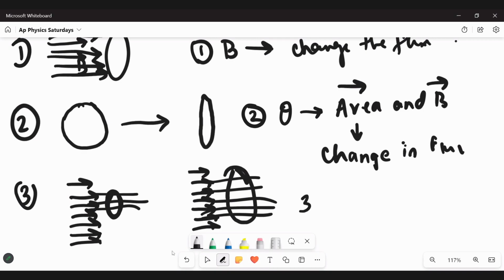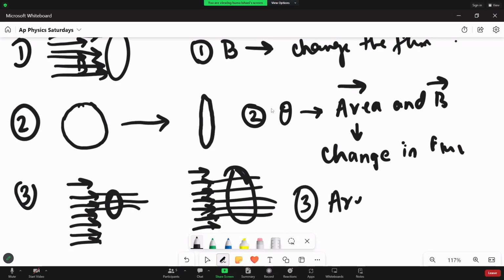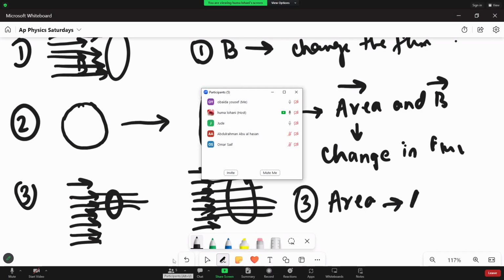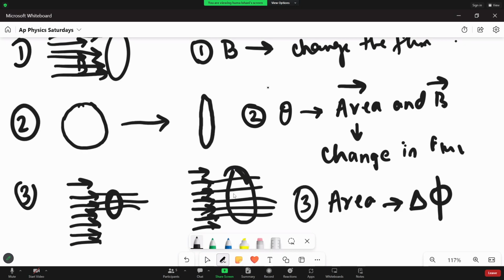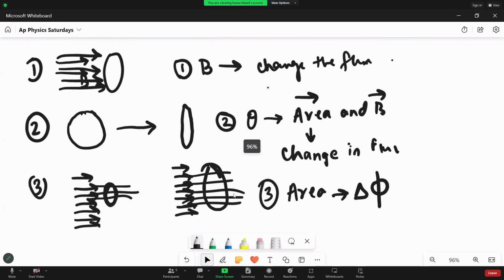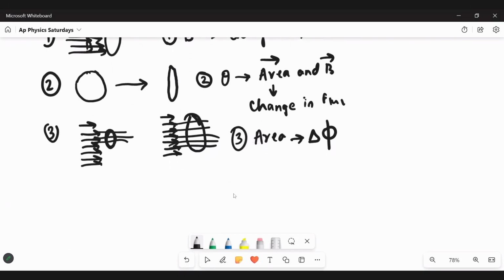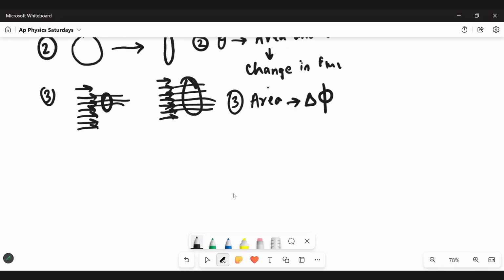So the third thing is the area. When you change the area, there is a change in flux. This is called change in flux. Correct? So there are three things that contribute to change in flux.